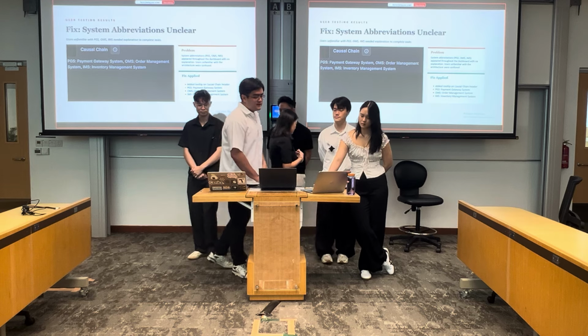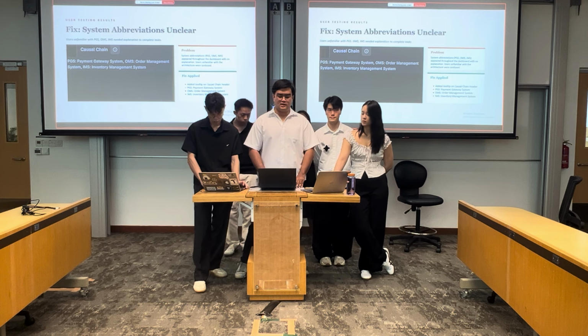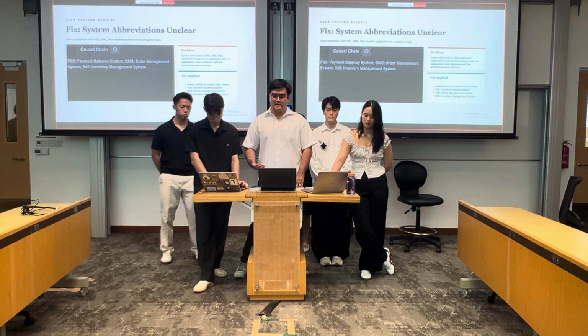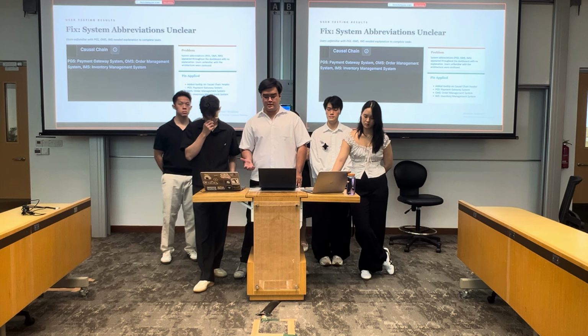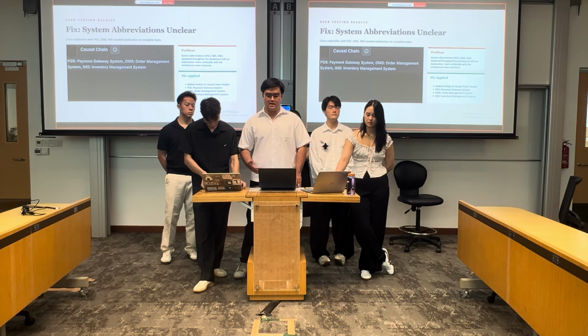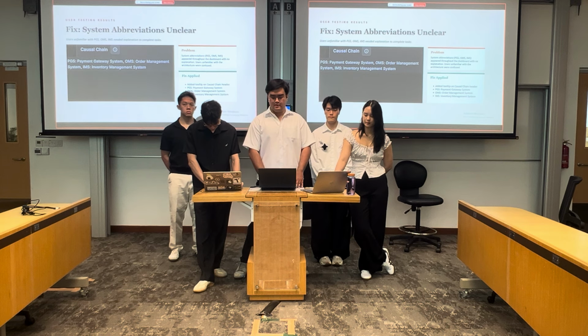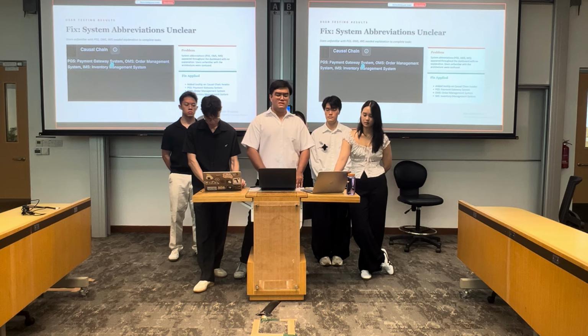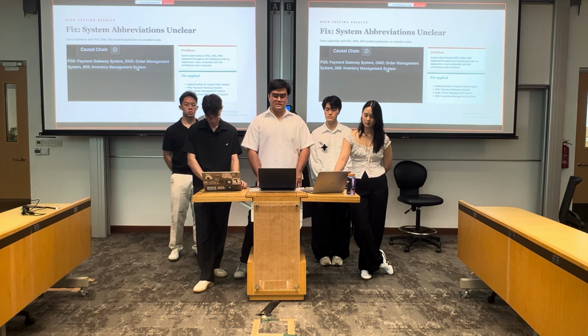Okay, now on to the fixes that we did for our dashboard. The first one was that the system abbreviations were unclear, as Jermaine has mentioned, such as PGS, OMS, and IMS. These appeared throughout the dashboard with no explanation, and users were unfamiliar, especially first-time users or those not familiar with the architecture. The fix we applied was a tooltip on the causal chain header for PGS, our payment gateway system, OMS, order management system, and IMS, the inventory management system.